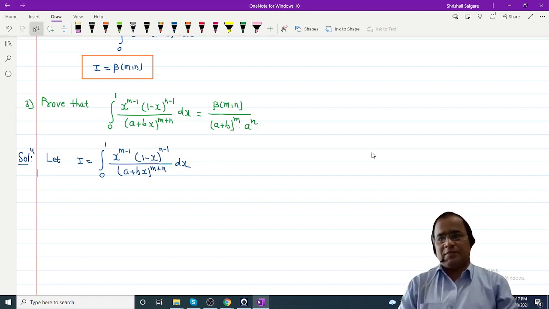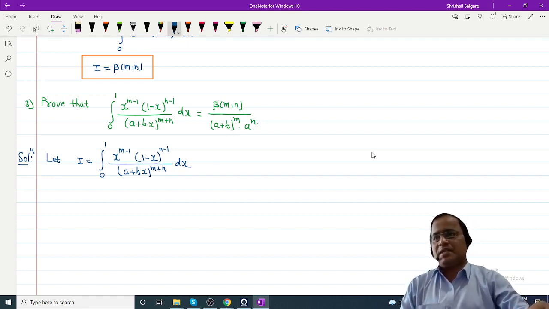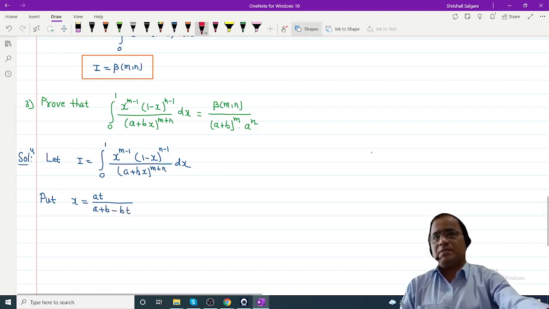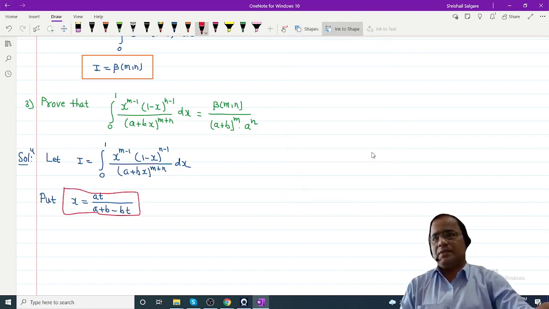Okay, so for this example, you have to put x equal to at divided by a plus b minus bt. If you look at the answer, we are having a plus b factor. So this is our substitution, that you have to remember.